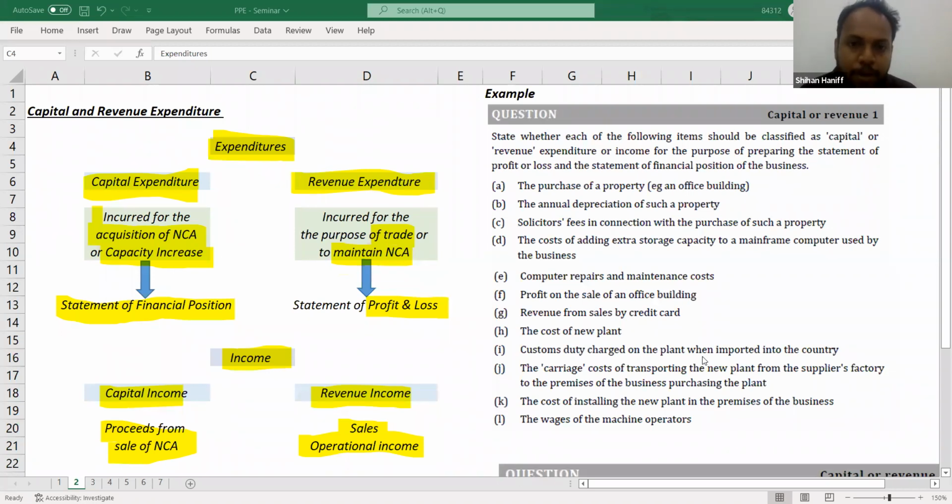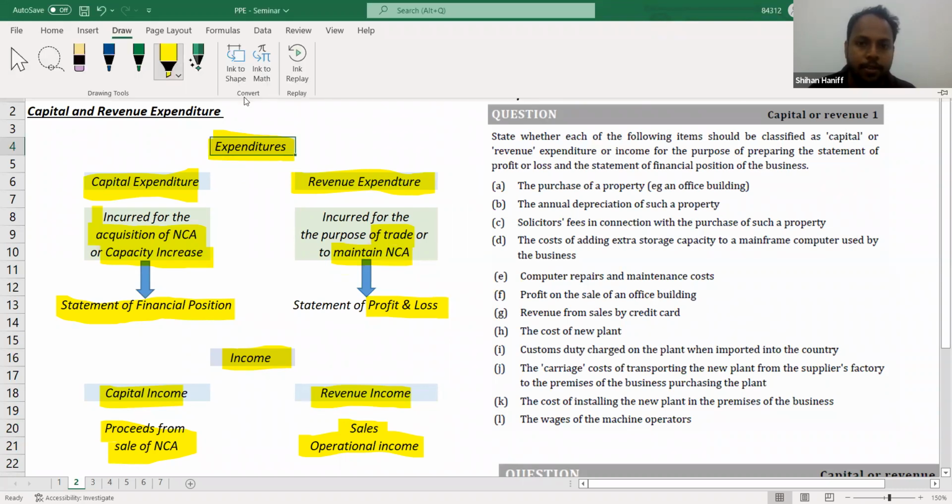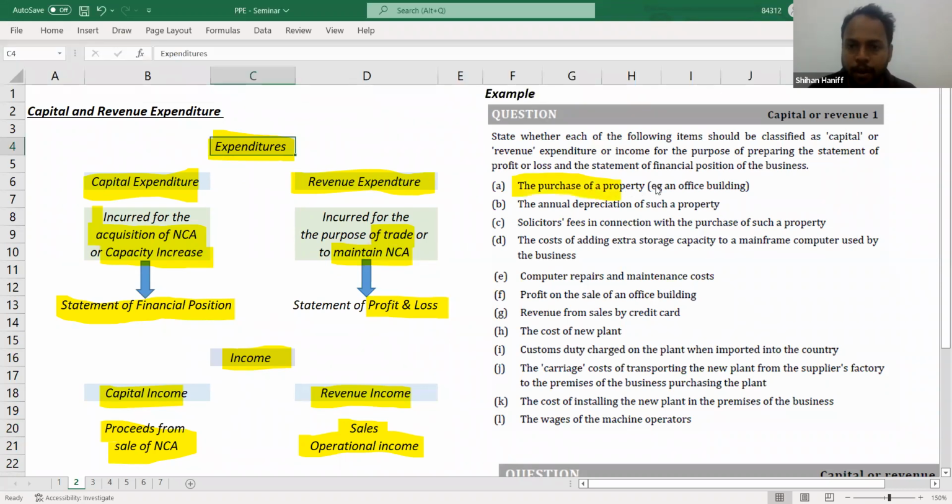There's a question. So what is meant by acquisition? Acquisition means purchasing, acquiring, purchasing a non-current asset. Acquisition and disposal. Disposal we will do later. Okay. Right. So the first one, I'll just explain. The purchase of a property. Purchase of a property, for example, an office building. Purchasing an office building, right?